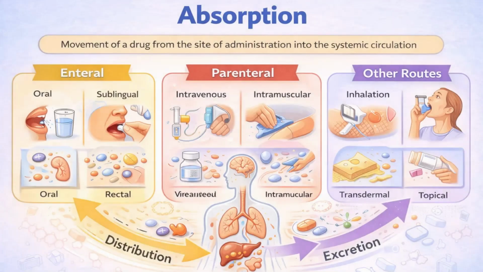Let us begin with the first step, absorption. Absorption refers to the movement of a drug from its site of administration into the systemic circulation. For a drug to be absorbed effectively, it must be given via an appropriate route of administration. The choice of route depends on the desired speed of onset, duration of action, and whether the intended effect is local or systemic. Routes of administration are broadly divided into enteral, parenteral, and other specialized routes.